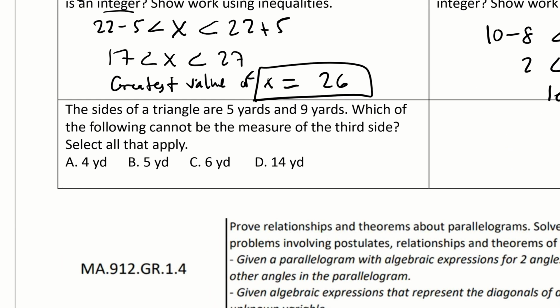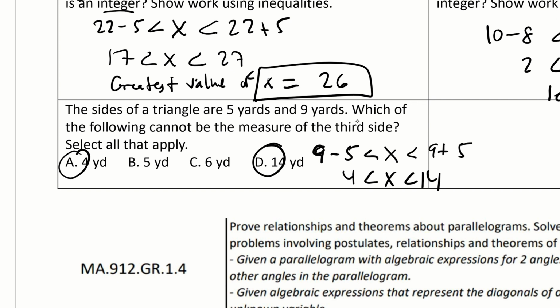The sides of a triangle are 5 yards and 9 yards. Which of the following cannot be the measure of the third side? So x has to be between 9 minus 5 and 9 plus 5, so it's between 4 and 14. So x cannot be 4 and x cannot be 14. So the answer is 4 and 14, because it cannot be either of those.